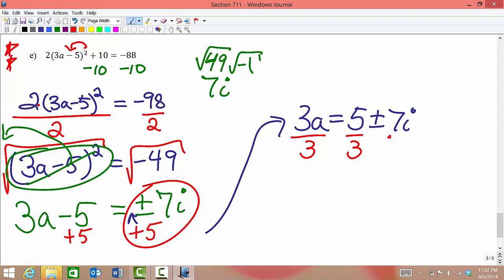Because we have an imaginary number, we want to write it in that a plus bi form. So I will keep the 5 over 3, the real part, separate from the imaginary part. So I'll write this as 2 separate fractions. 5 divided by 3 plus or minus the imaginary part, 7 over 3 times i.